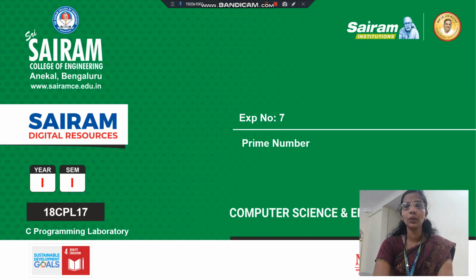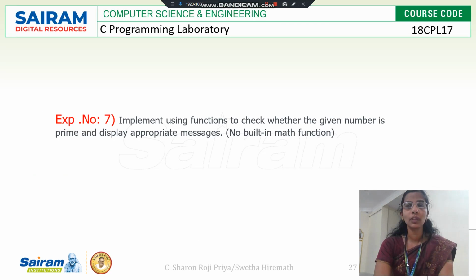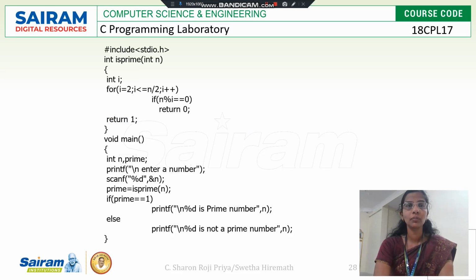Hi students, in this video we'll discuss our 7th lab program, which is to check whether a given number is prime or not. The question is, I am supposed to implement using functions, check whether the given number is prime, and display the appropriate messages, and I should not use any built-in math functions. And clearly it is given in the question, I am supposed to use functions, right?